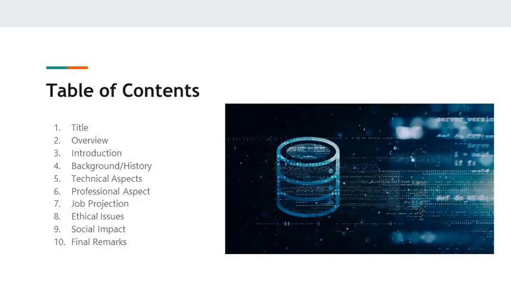Moving into the table of contents, again, some of the things we'll be covering include a brief introduction of data mining, a little bit of background and history and where data mining and the ideology originates, some of the technical aspects, job production, and other impacts that it may have in our society today.